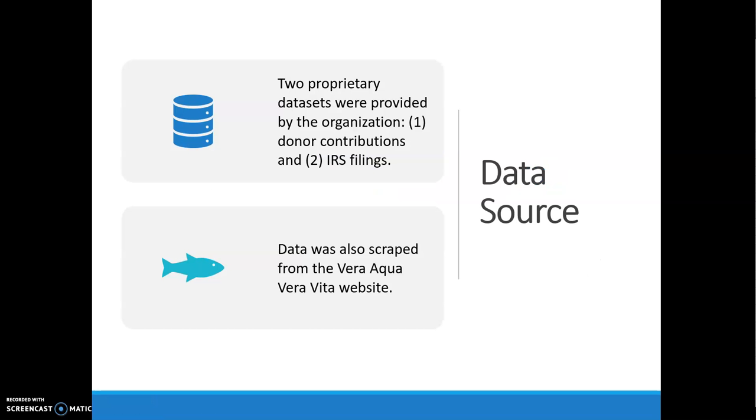So the data source used for this project was actually Vera Aqua Vera Vita itself. So they provided 2 proprietary data sets. One contains confidential donor contributions, and the second contains IRS filings. Due to the confidential nature of the donor contributions, some of the data in this presentation was redacted. To supplement the main analysis, data was also scraped directly from the Vera Aqua Vera Vita website itself.